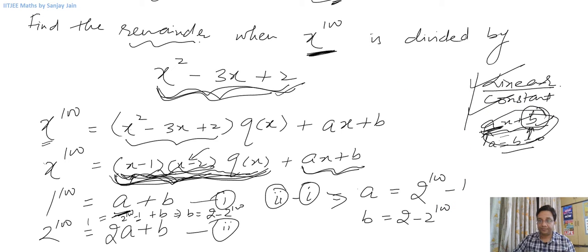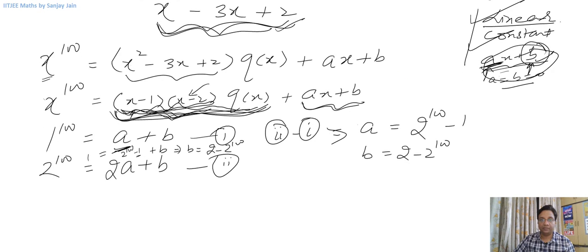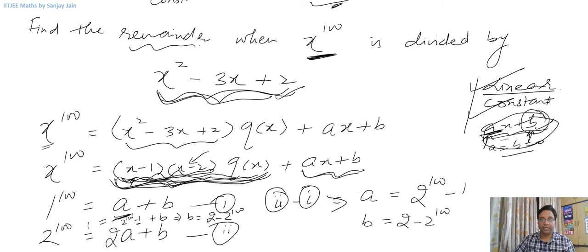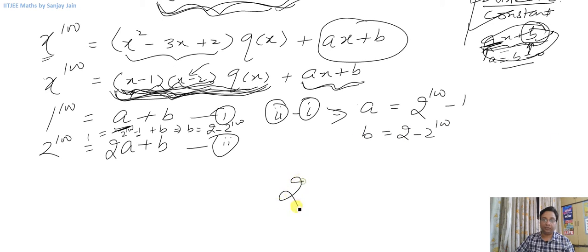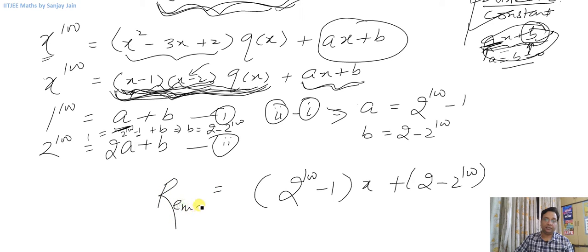Okay, so what is the remainder? What is the final answer? Remainder is ax plus b. So the final remainder is 2 raised to power 100 minus 1, into x, plus b, that is 2 minus 2 raised to power 100. So this is the required remainder.